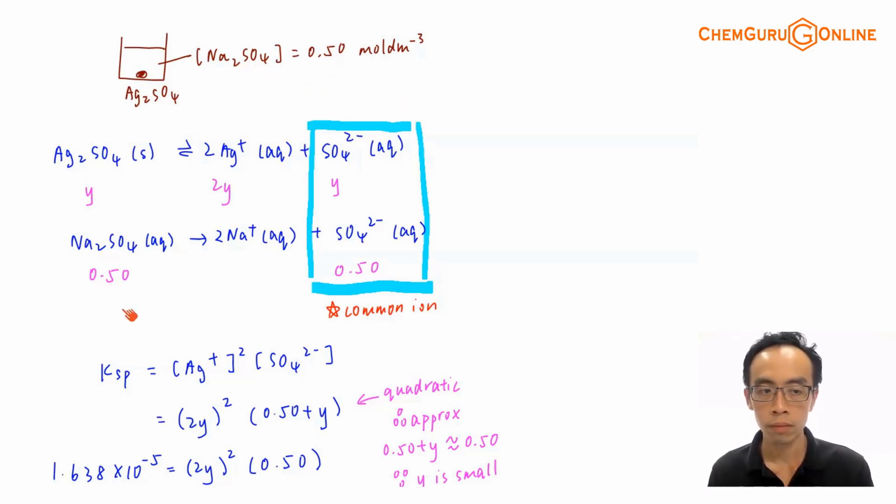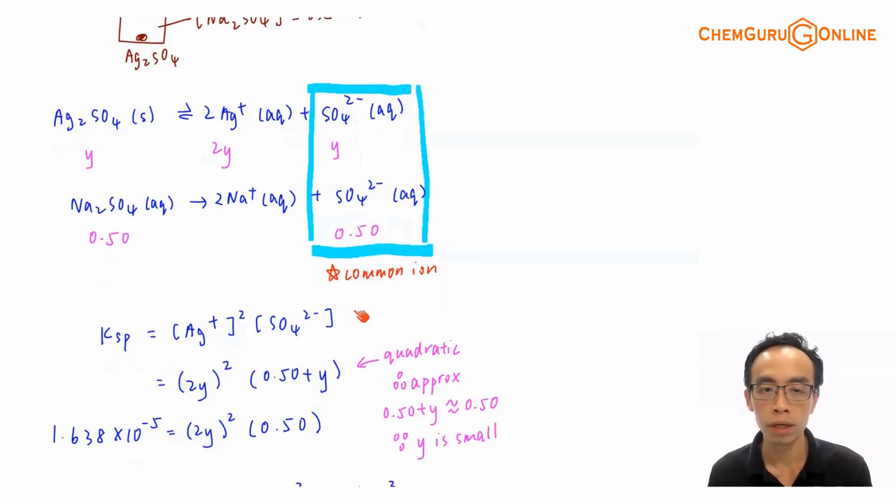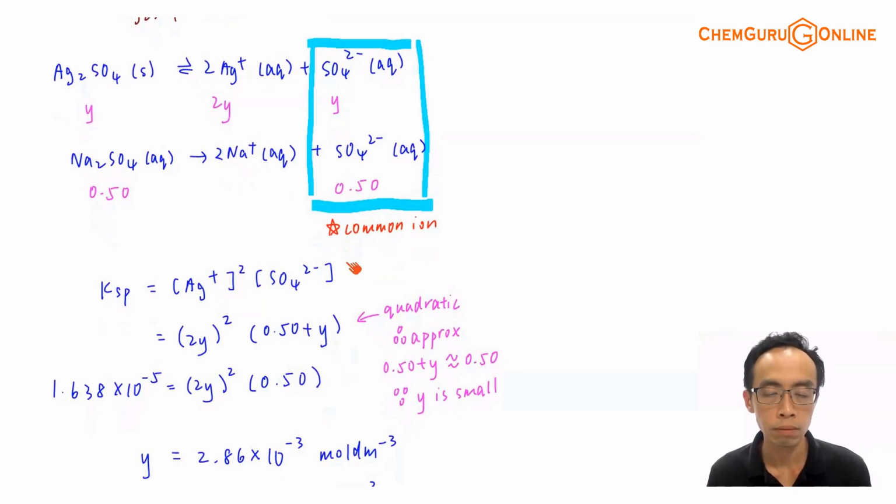Now sodium sulfate concentration is 0.5. It's going to give me 2 Na plus and 1 SO4 2 minus. Na plus concentration is not important, we're just going to ignore that. Sulfate concentration that comes from sodium sulfate is 0.5. Hopefully we notice that both of them dissociate to give sulfate, and so I have a common ion here, with two sources of SO4 2 minus. So the concept involving common ion effect should come out.